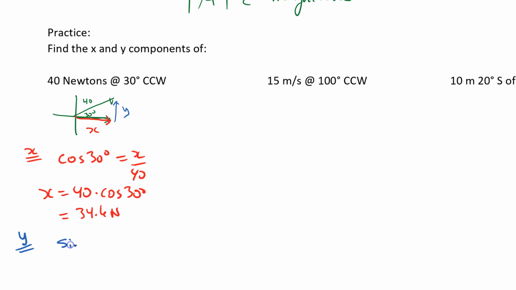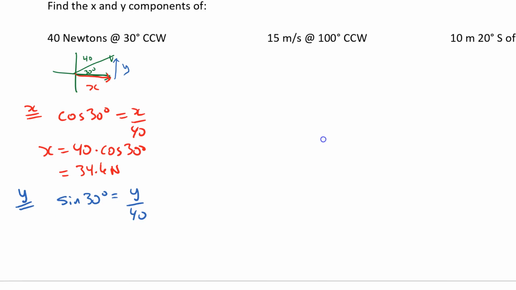For my y direction, it's the opposite side, so I'm going to say that the sine of 30 degrees is equal to the opposite over the hypotenuse. So when I solve for y, y is equal to 40 times the sine of 30 degrees. You may happen to know that the sine of 30 degrees is a half, so I would get 20, and the units would be newtons. Okay, so that's how I would do this question.